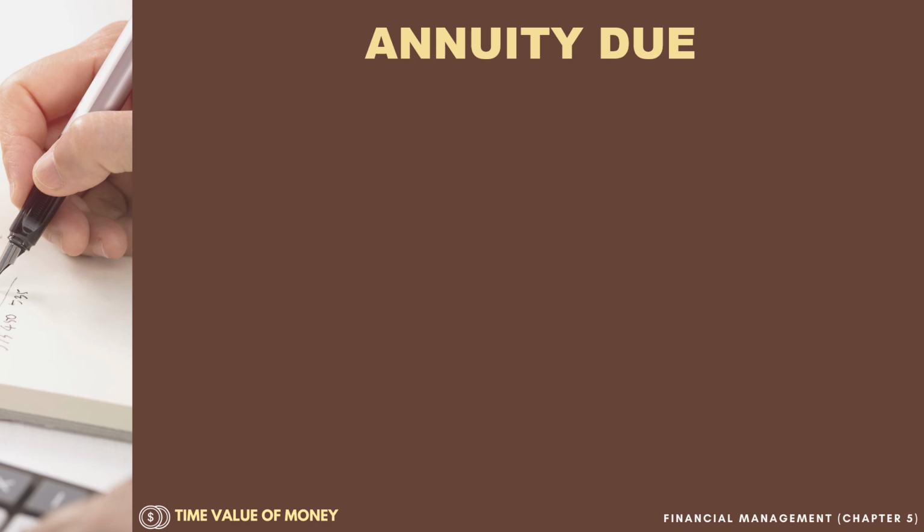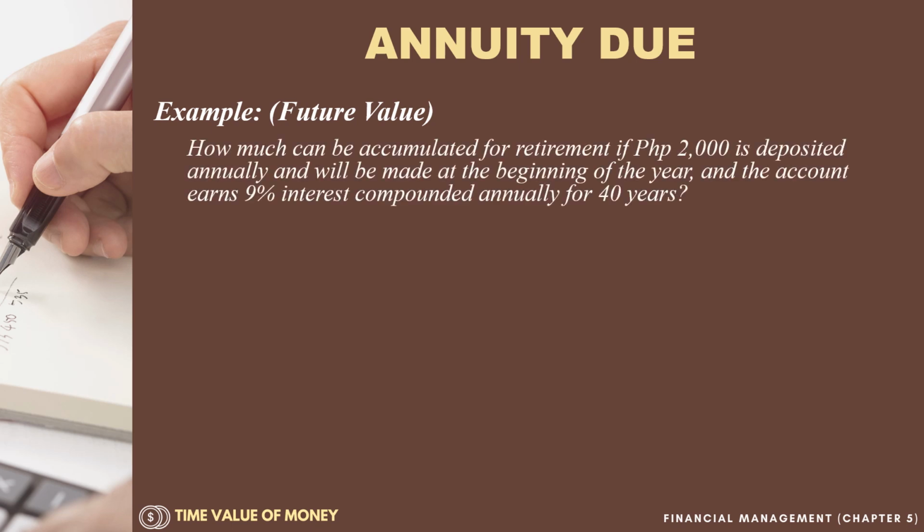Now let's have an example for the annuity due. Okay, so for this example, we will try to solve for the future value. Now, our problem is how much can be accumulated for retirement if 2,000 pesos is deposited annually and will be made at the beginning of the year, and the account earns 9% interest compounded annually for 40 years. Now, in the problem, it was already stated that payments will be made at the beginning of the year. So basically, this problem is annuity due. Now, let us examine the different variables that were given in this problem.